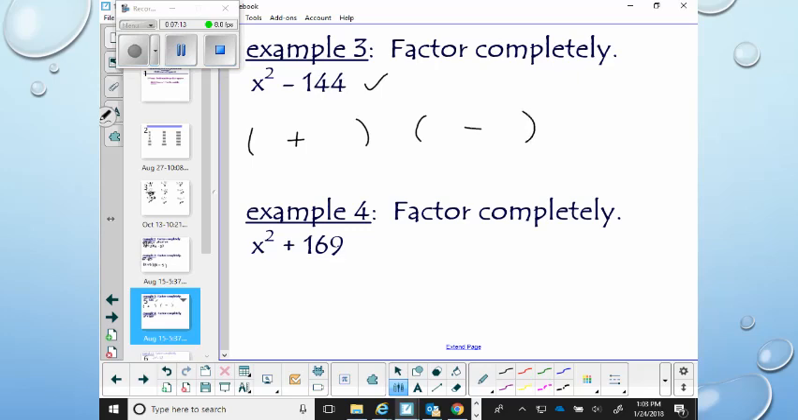What's the square root of the first term? X. What's the square root of the second term? 12. There you go. You just factored that. What about example 4?